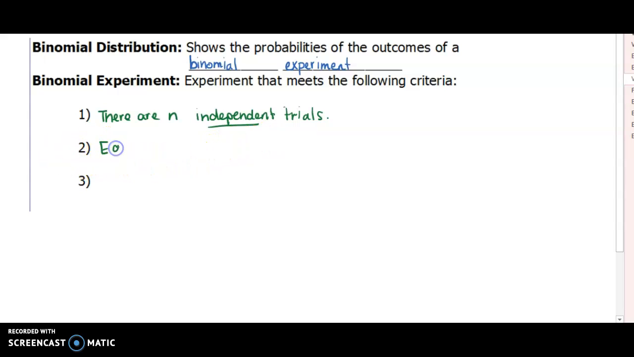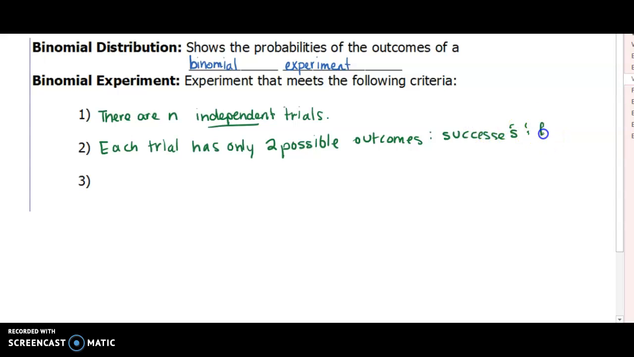Second stipulation is each trial has only two possible outcomes. We will call those outcomes successes and failures. So it's either yes or it's no. It's win or it's lose. It's up or it's down.